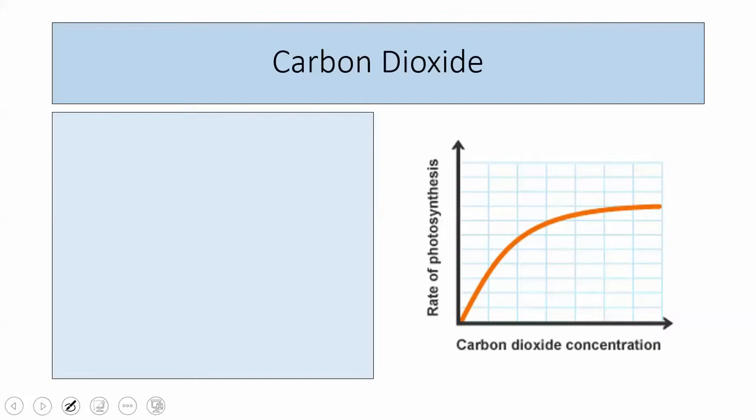Alright? So our last limiting factor is carbon dioxide. You'll see this graph looks really similar to the graph that we had about light intensity. Carbon dioxide is needed to be able to make the glucose. It's one of the raw materials. It's one of the reactants.